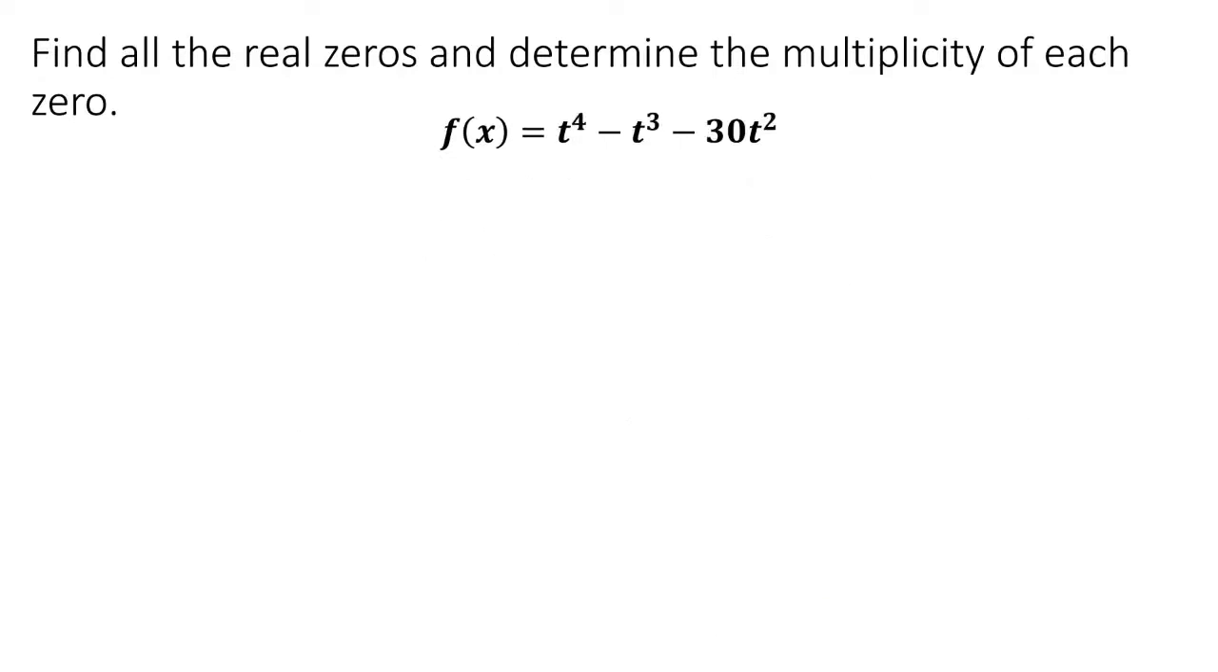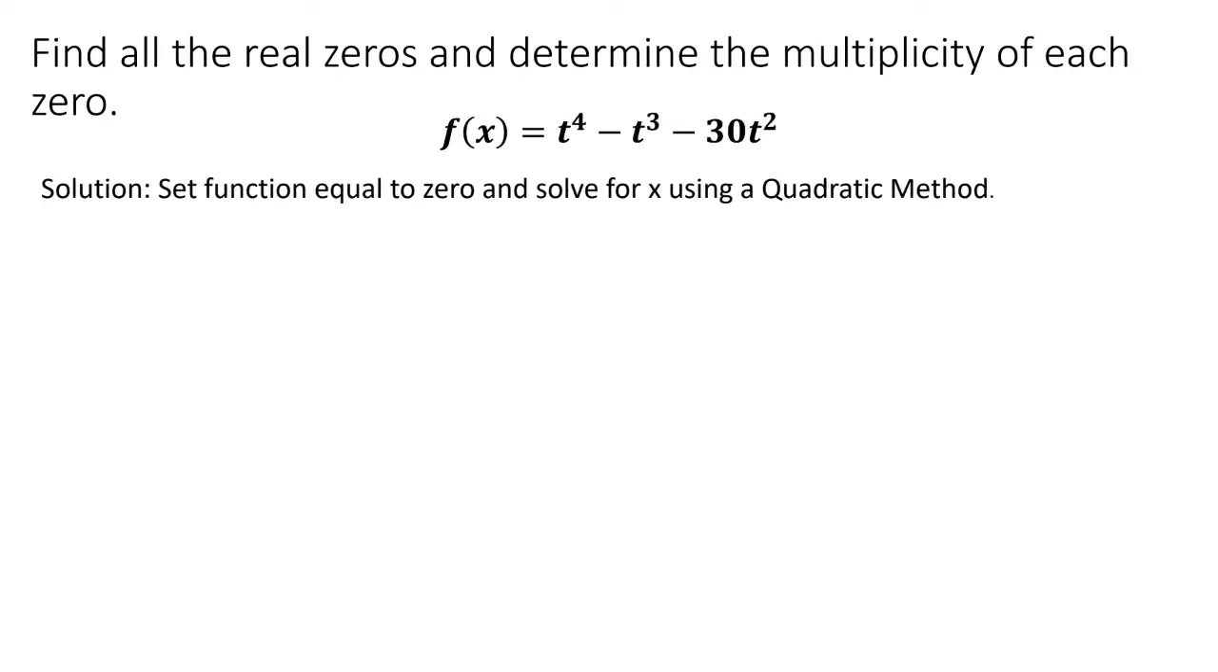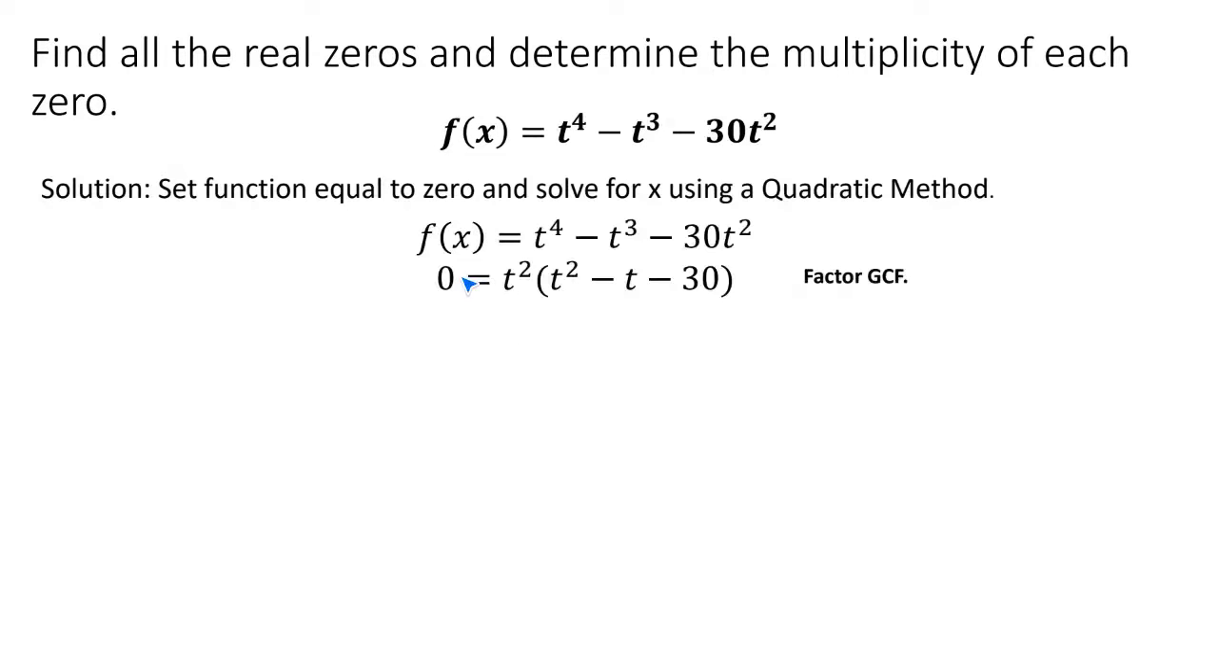Here's another one. So if I want to find the zeros, I'm going to set it equal to 0. I can factor out a t squared. So I get t squared times t squared is t to the 4th. T squared times negative t is t cubed. And t squared times 30 is 30t squared. Now I can factor the parentheses.